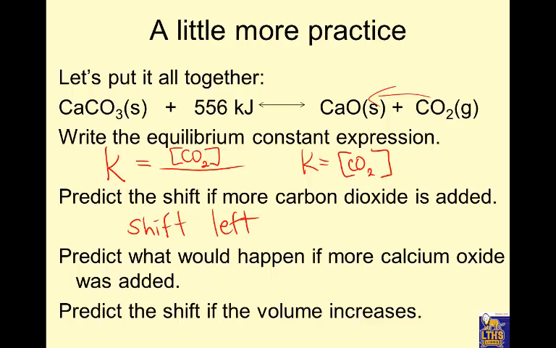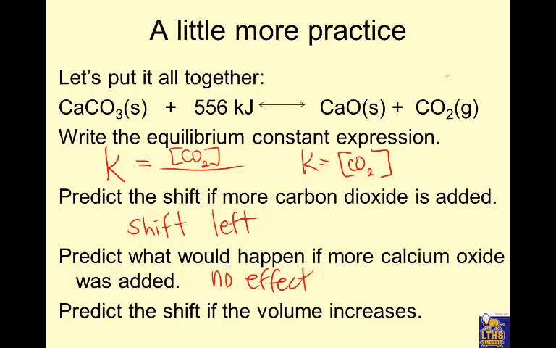What would happen if we add more calcium oxide? So here's where we get to thinking about what this constant means. This constant depends on the concentration of carbon dioxide. If we add more calcium oxide, this is a solid, it doesn't affect the equilibrium constant anyway. It's not part of the equilibrium constant, so it's going to have no effect. Solids and pure liquids don't affect equilibrium because there's nothing dissolved, and so it's just the gases.